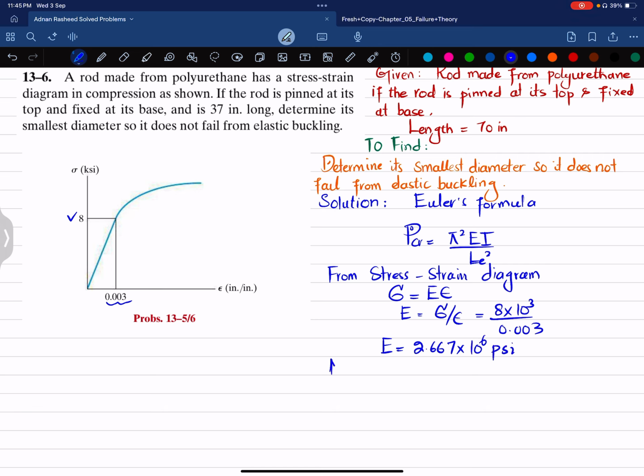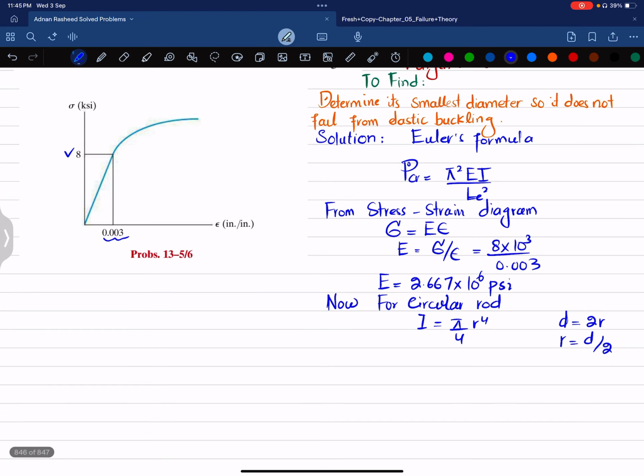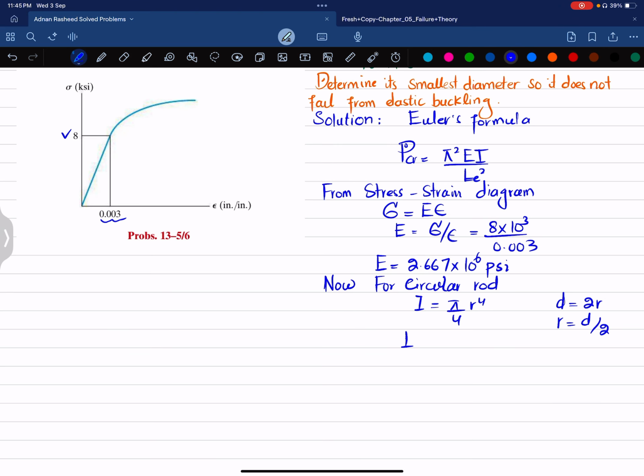Now we know that for a circular rod, moment of inertia I is equal to pi by 4 r power 4. Diameter is what we need, and we know that diameter is equal to 2r, so r is equal to d divided by 2. We can just plug it in this formula, so it will be pi by 4 multiplied by d divided by 2 power 4.